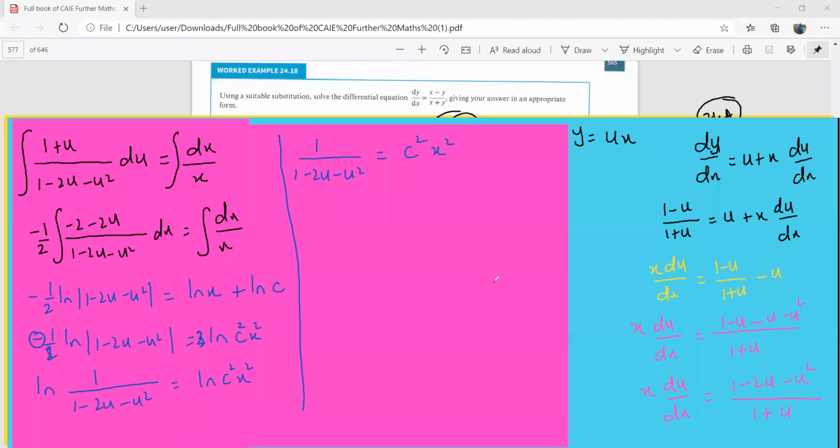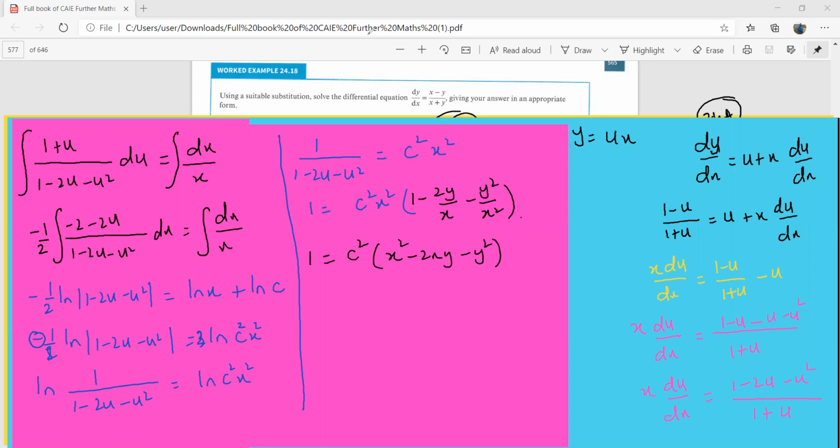When we go beyond this, it is going to be 1 equal to c square x square, and all of this will be cross multiplied here. So I'll be writing this back into its original form. That will give me 1 minus 2y over x minus y square over x square. I can take x square as the LCM over here, and that x square will be cancelled with this x square. So we have c square into x square minus 2xy and then minus y square.